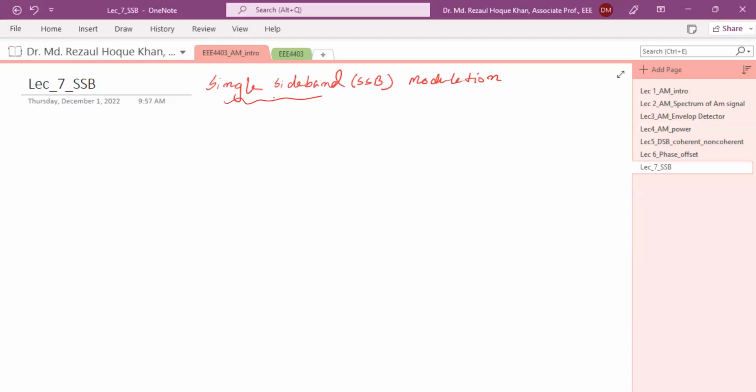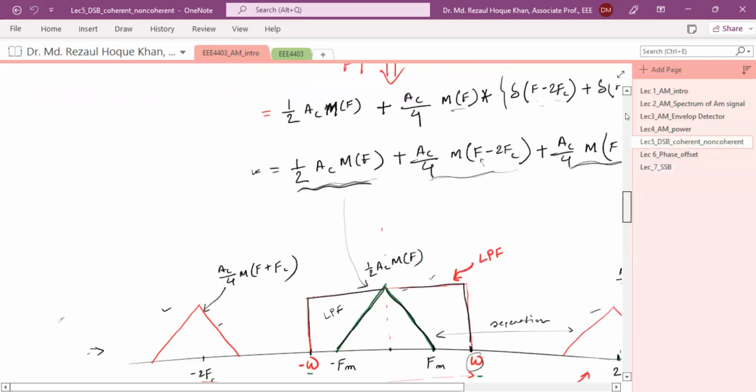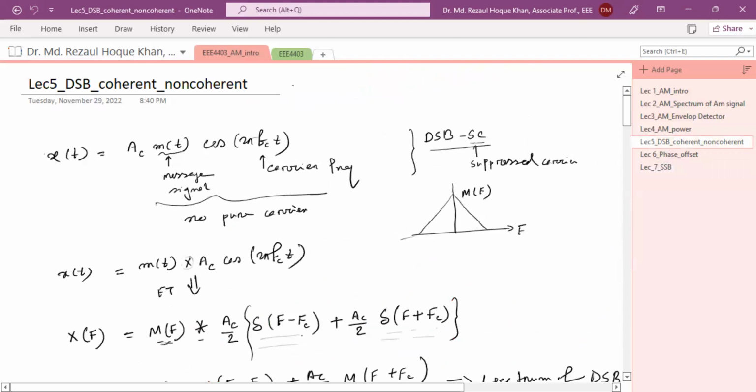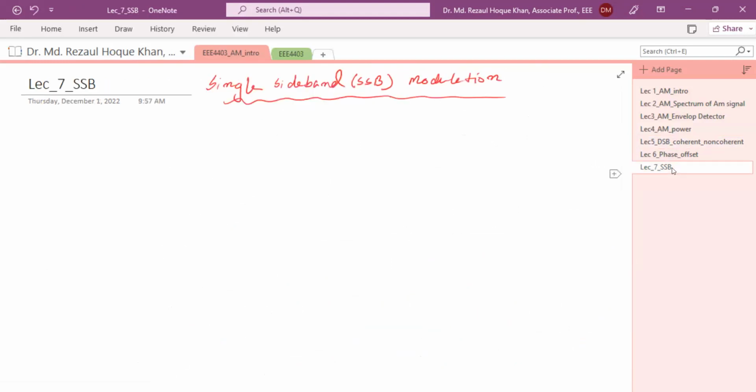Previously we have already seen DSB, double sideband modulation, right? We have already covered both the coherent and non-coherent modulation and demodulation of DSB, double sideband suppressed carrier, in a previous topic. So this topic will cover SSB, single sideband modulation.